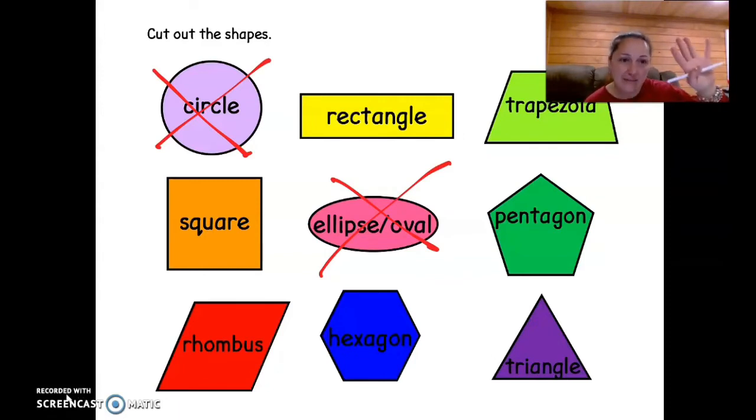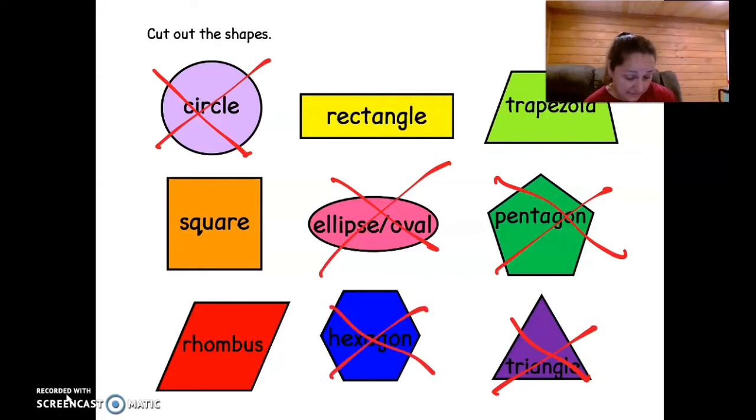Next clue says, I am a quadrilateral. Quadrilateral, quad, 4 sides. So we are looking at pentagon, try again, triangle, and hexagon, not happening. My next clue says, I always have 4 equal angles. So looking at this, if you look at my trapezoid, his angles are not always the same. They are different. So trapezoid, no.